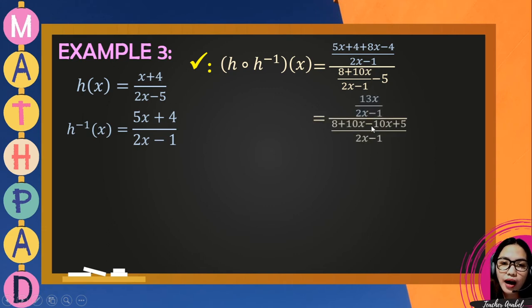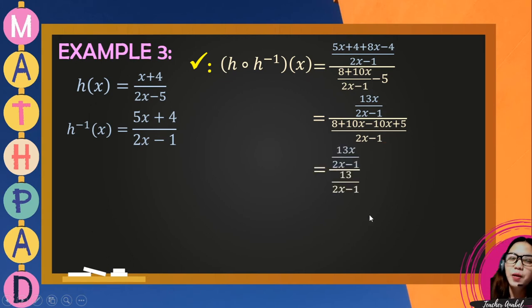Now, sa baba, again, we have to get the LCD. So, LCD is 2x minus 1. Then, we copy the numerator. Then, multiply negative 5 times 2x. That's negative 10x. Negative 5 times negative 1. That's positive 5. And then, combine like terms. So, this one, 10x minus 10x is 0. 8 plus 5 is 13. So, we have this one.